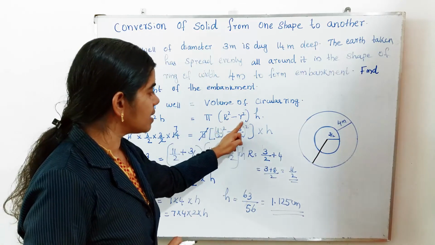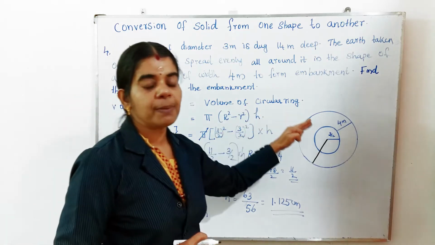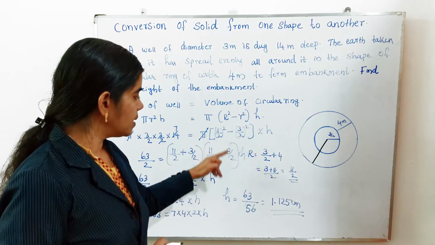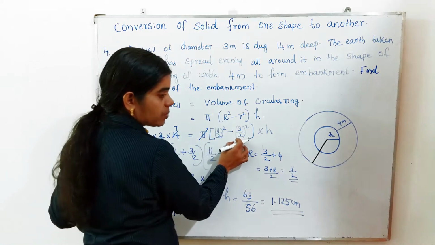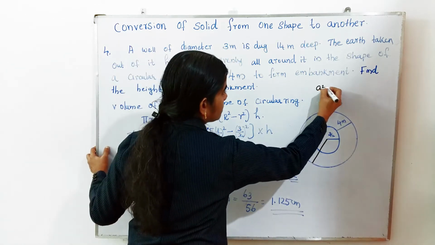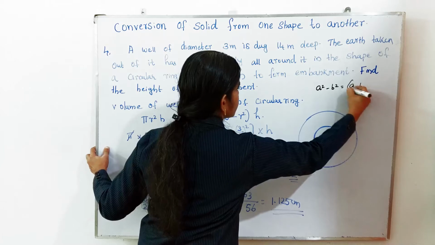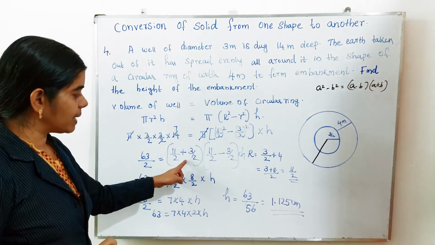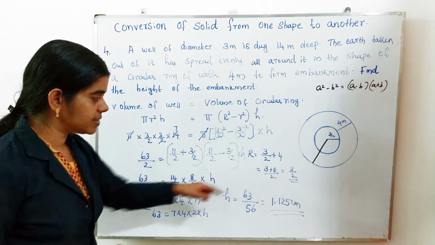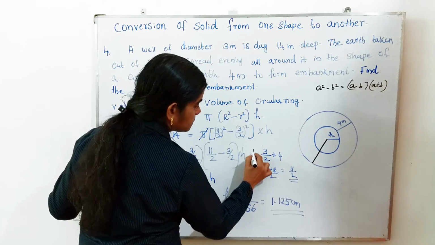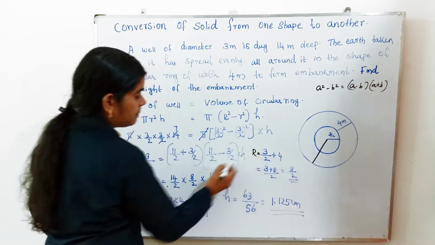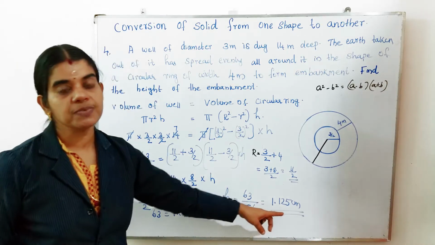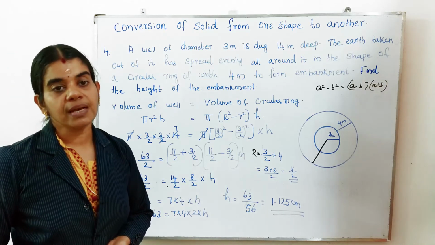Then pi R square minus r square gives the area. If you multiply that with h, you will get the volume of the embankment or circular ring. Then we have the a square minus b square form, and you know that a square minus b square is equal to a minus b into a plus b. Using that we solve this. Then 11 by 2 plus 3 by 2, 11 by 2 minus 3 by 2, into h. Then we will get h is equal to 63 by 56, that is 1.125 centimeter. That will be the height of the embankment.